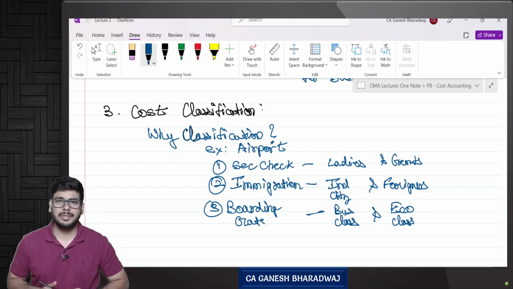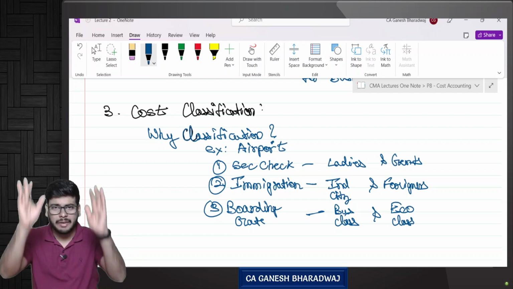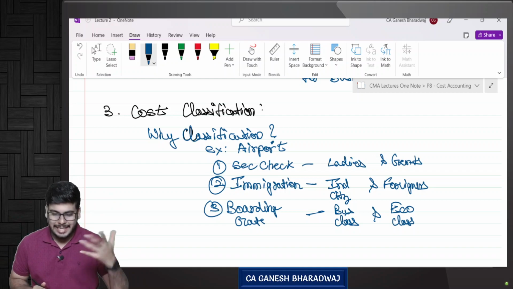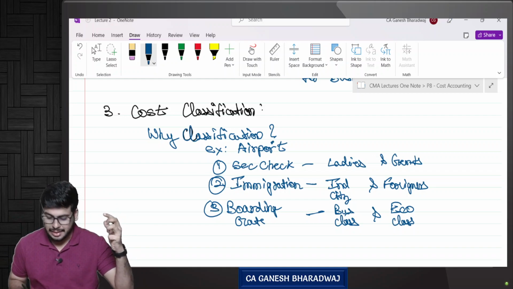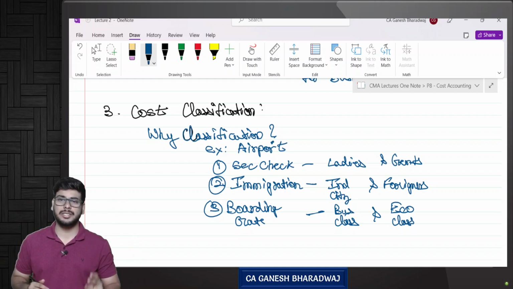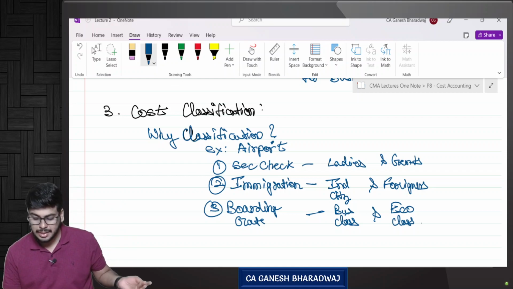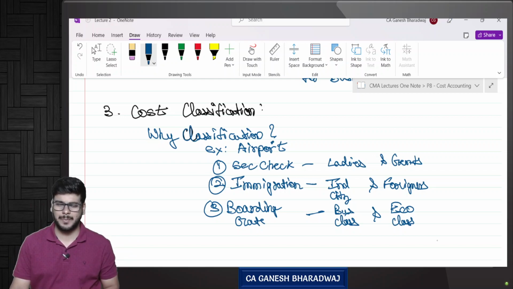Now, in this case, when you are at a boarding gate, who enters the aircraft? The very same human beings enter the aircraft. But here, ladies and gents is not required. Here, the classification of Indian citizens and foreigners is not required. Here, the classification is done based on business class passengers and economy class passengers. Now, sir, why did you take this example?